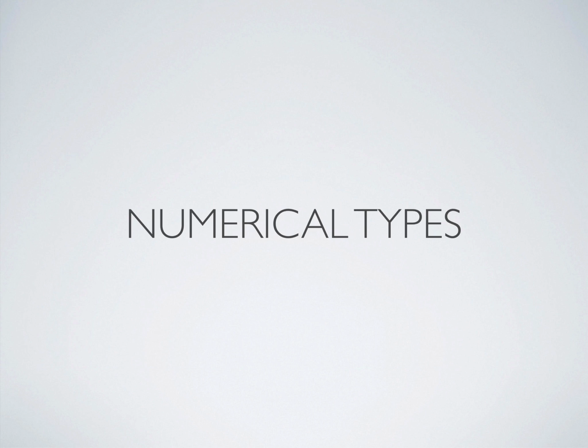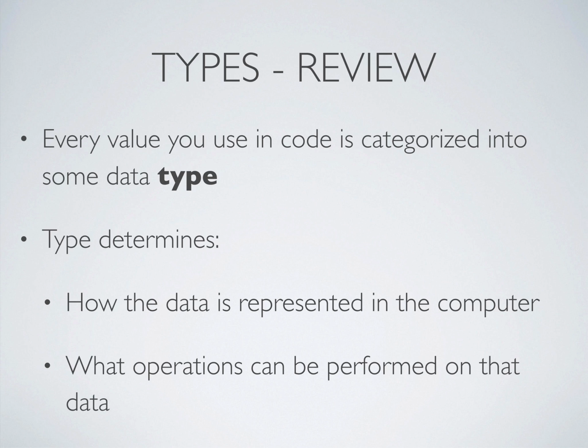Alright, let's get started with numerical types. As a review, first let's cover what types are again. So again, types are a way to categorize all the data that you have in your code. The type specifically determines how the data is represented in the computer, which we will talk about this week, and also what operations can be performed on that piece of data.